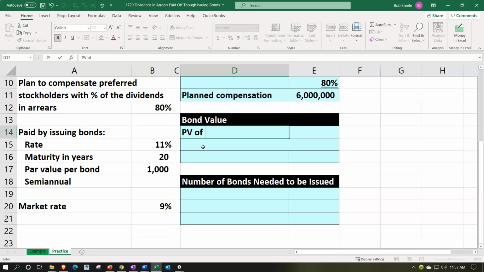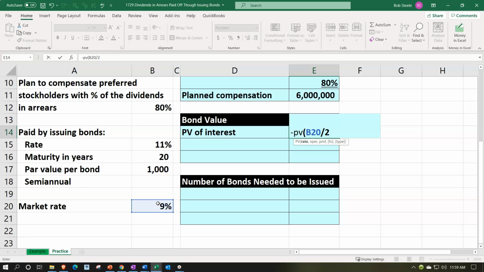So present value of interest is going to be, and I'm just going to use an Excel function or formula to do so, negative present value. And then we're going to say shift 9 for the present value formula. So negative present value, shift 9, we're picking up the rate. The rate is going to be the 9%, the market rate, but the rate is for a year. You'll recall generally when we see a rate, it's for a year, and we have a semi-annual thing going on here. So we need the rate per 6 months or per half a year. So I'm going to divide by 2 and then comma.